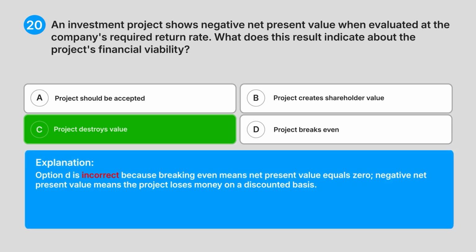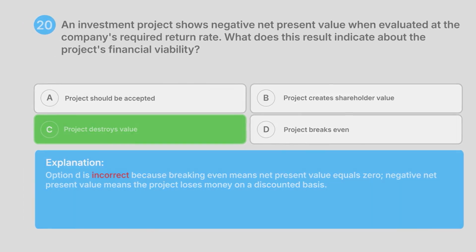Option D is incorrect because breaking even means net present value equals zero. Negative net present value means the project loses money on a discounted basis. This question tests your understanding of the NPV decision rule.